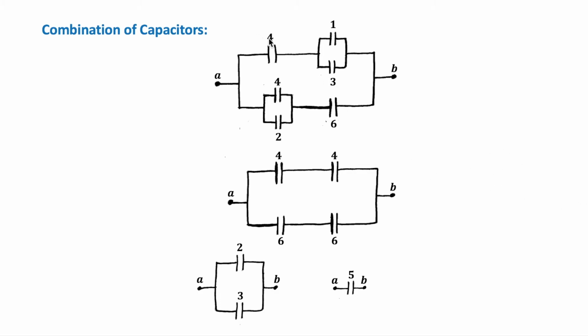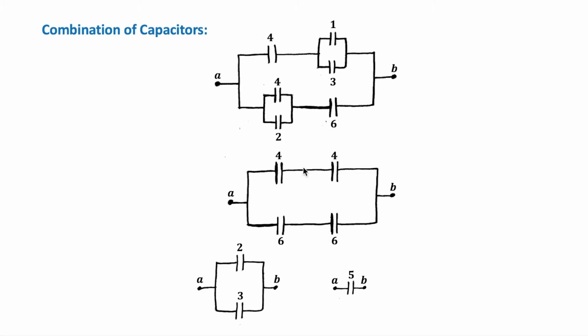So the unit here is microfarad. So we want to find the equivalent capacitance. So first we reduce the ones in parallel, okay? So they add up. So this is 6 and this is 4, okay? Then we reduce the ones in series.